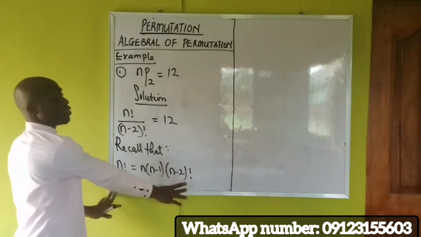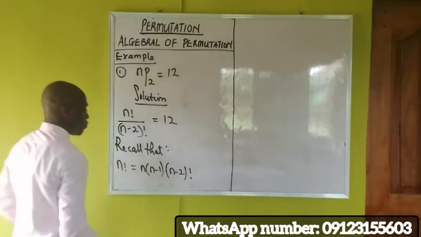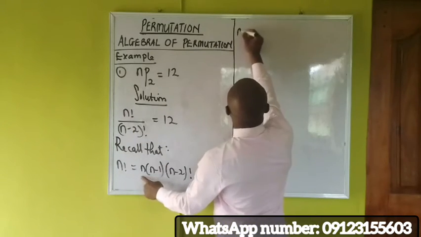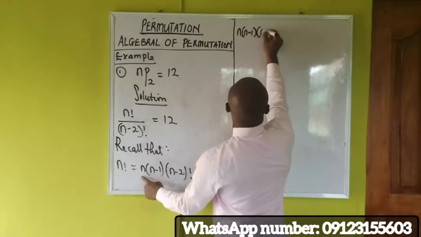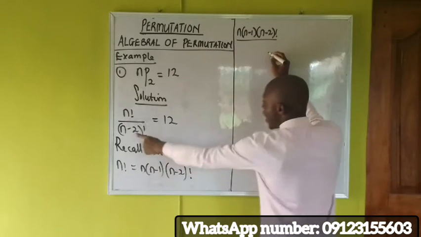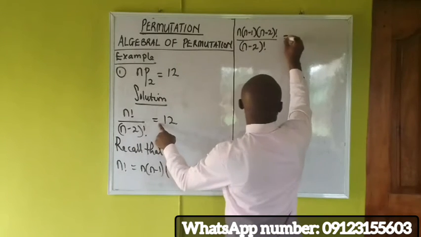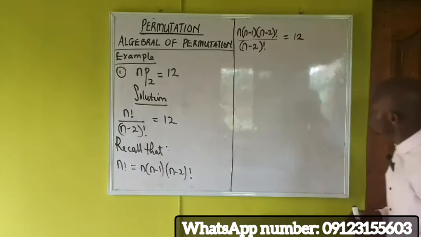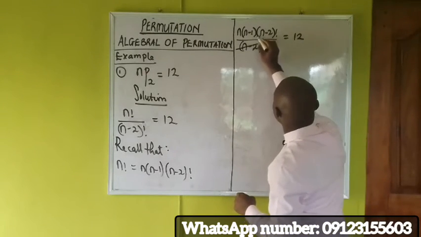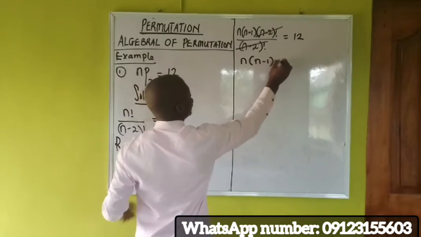So I will replace n factorial with all this. That becomes n into n minus 1 into n minus 2 factorial over n minus 2 factorial is equal in value to 12. Right? At this point, what do I do? This cancels out this. I'm left with n into n minus 1 is equal in value to 12.